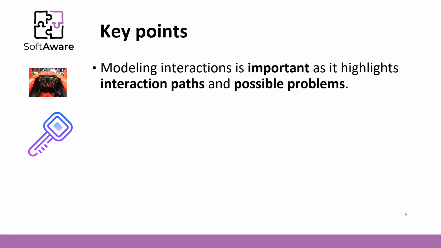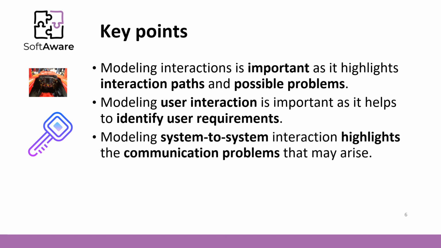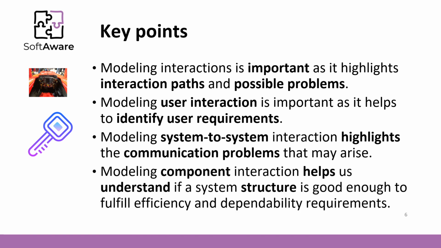Modeling interactions is important as it highlights interaction paths and possible problems. Modeling user interactions is important as it helps to identify user requirements. Modeling system-to-system interaction highlights the communication problems that may arise. Modeling component interaction helps us understand if a system structure is good enough to fulfill efficiency and dependability requirements.